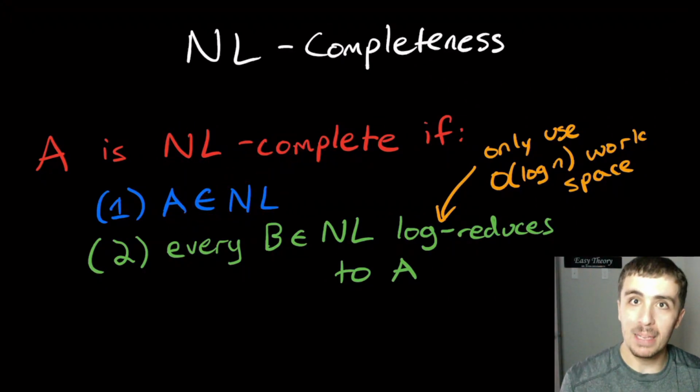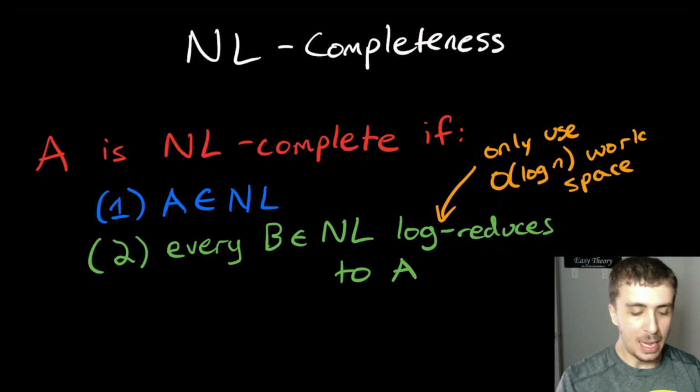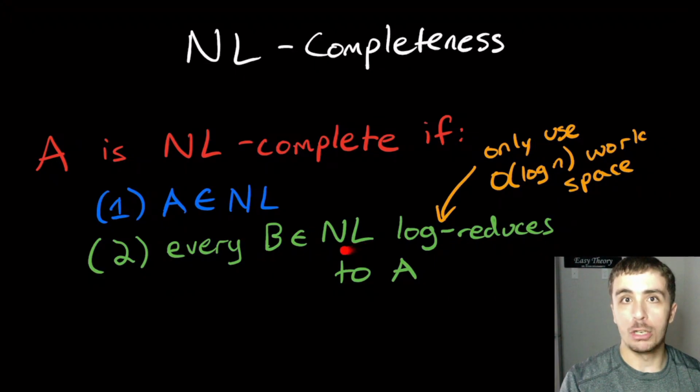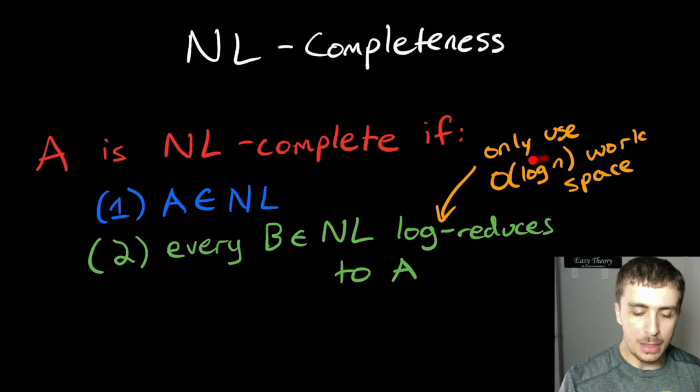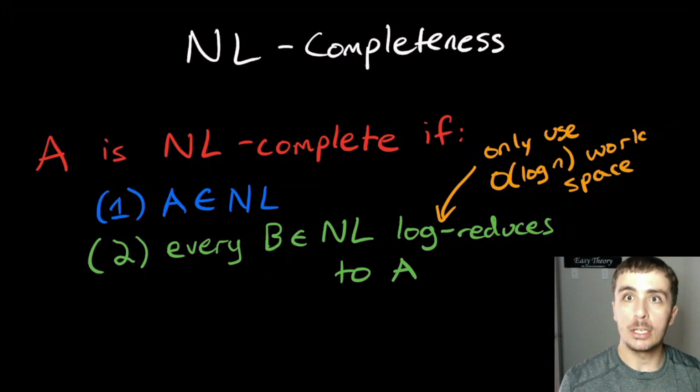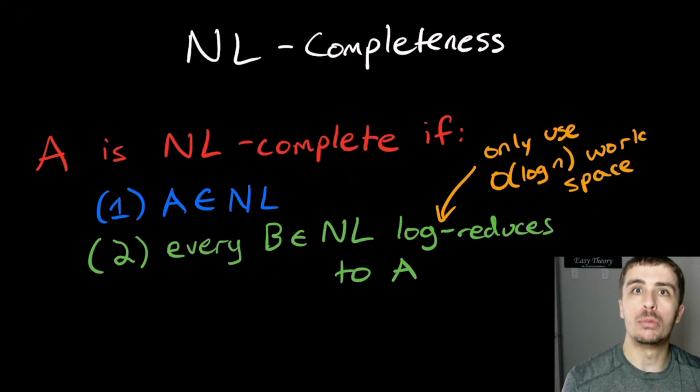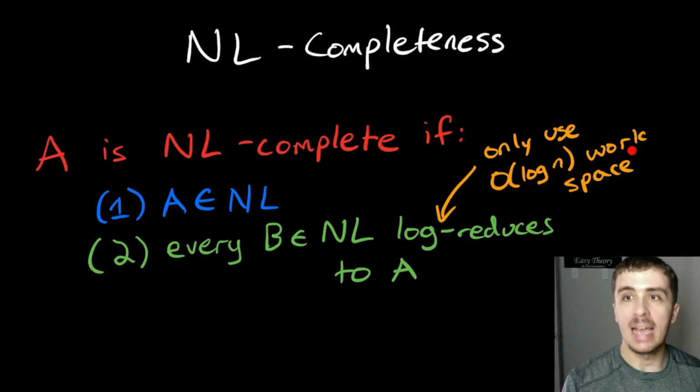Well, you got to be complete for the class. You got to be in the class. And every B in NL, so every language B also in non-deterministic log space, log reduces to A. What does log reduces mean? That means that the Turing machine that does the reduction itself from the one problem to the other problem only uses log n workspace to do the reduction. It's not log n total space because that's impossible in general, but it uses log n workspace.